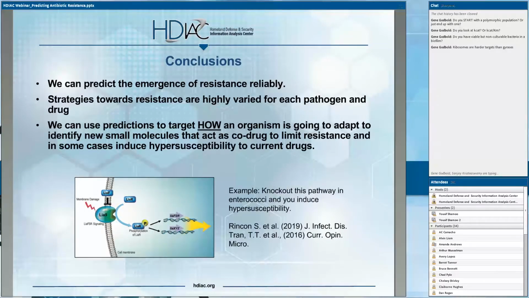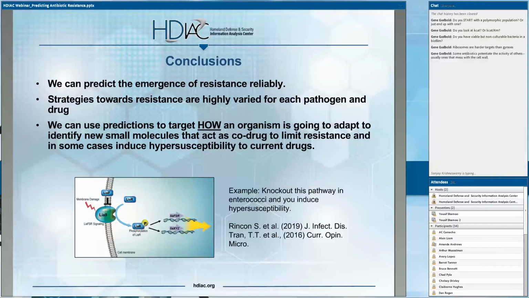And so, what I want to leave you with is this idea that we can predict emergence of resistance very reliably. I think the take-home messages are that these in vitro techniques, especially when combined with animal models and animal studies, let us detect resistance and the ways in which organisms can become resistant quite reliably and reproducibly. And of course, the strategies towards resistance vary with the pathogen and the drug.